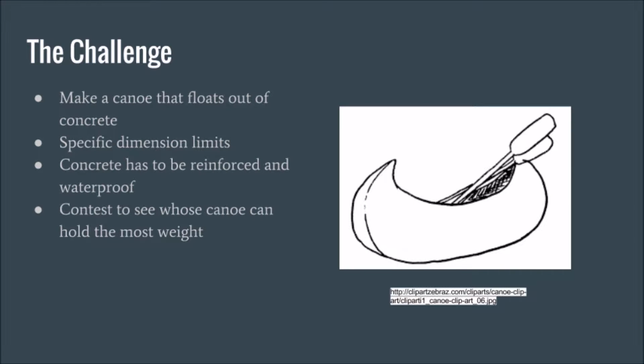Step 1 of the engineering design cycle was to identify the challenge. Our team was challenged to make a canoe out of concrete that held the most weight possible without sinking. Our canoe was then put up against other teams' canoes in a contest to see whose canoe could hold the most weight.